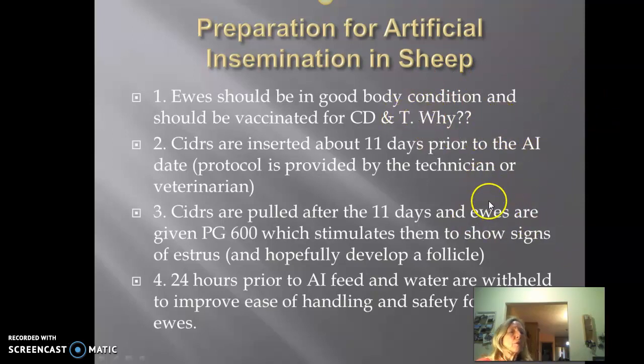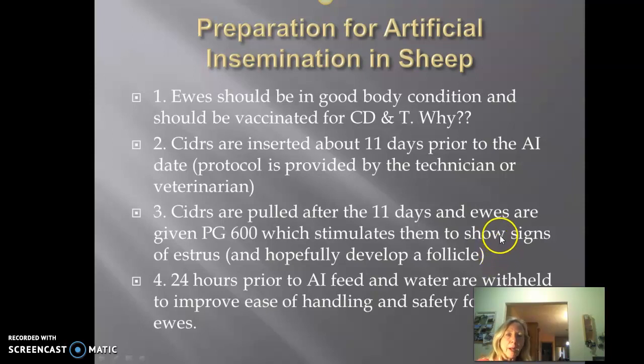The other thing that we do is we use the CIDRs. The CIDRs are usually put in about 11 days prior to the AI process, but the vet will tell you exactly the number of days. And then we pull the CIDRs after they're in for roughly a week and a half, and then we give PG 600, which causes the ewe to come into heat and hopefully have an egg or two that she's ovulating.